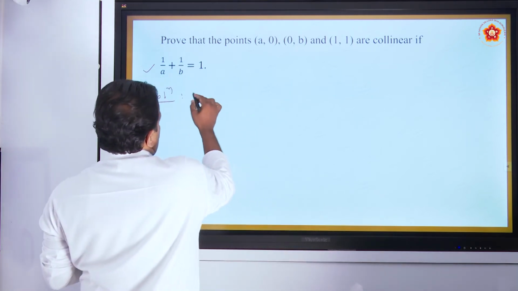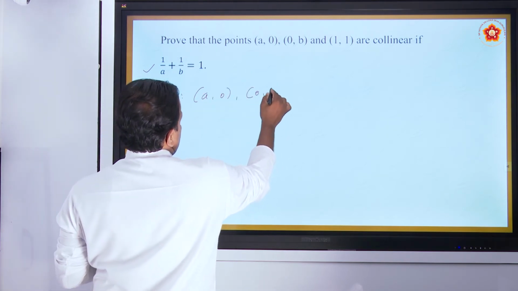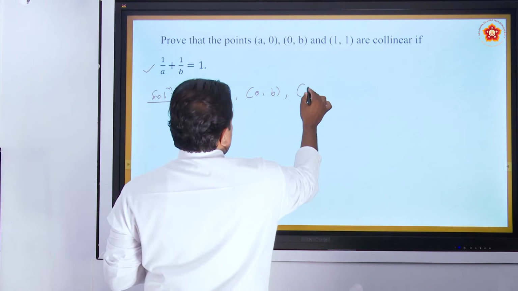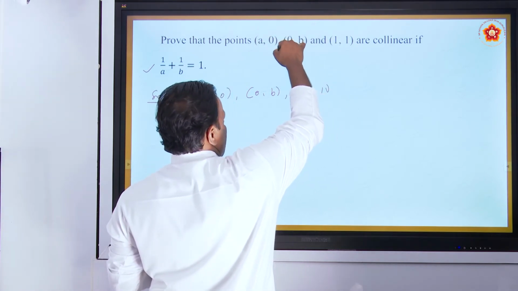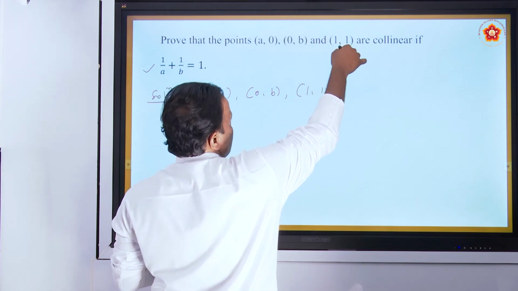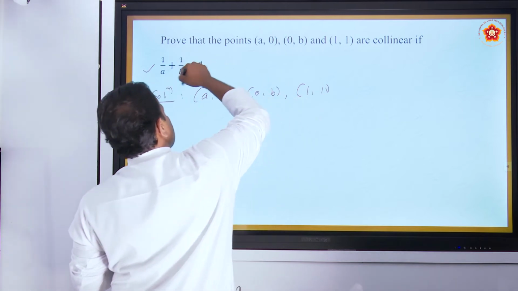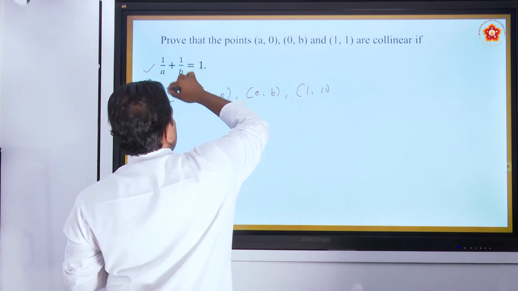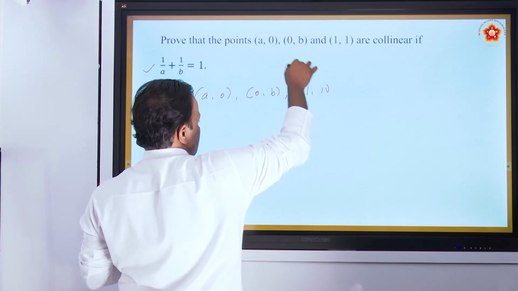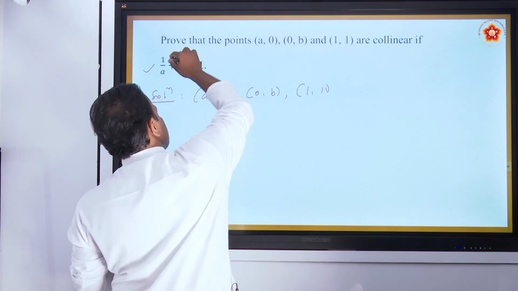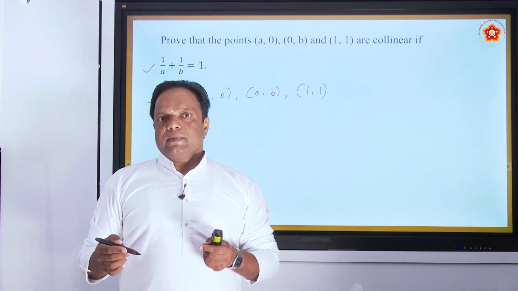Prove that the points given here, (a, 0), (0, b) and (1, 1), are collinear. If these 3 points are collinear, this condition is satisfied. Which condition? 1/a + 1/b = 1. Means you have to show that if the 3 points are collinear, then this condition is satisfied.